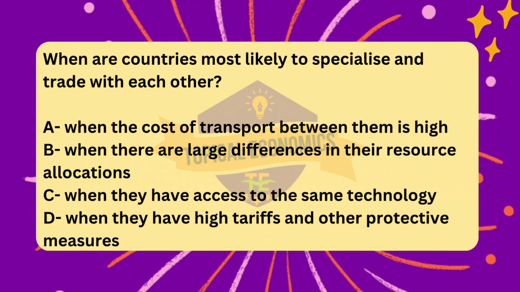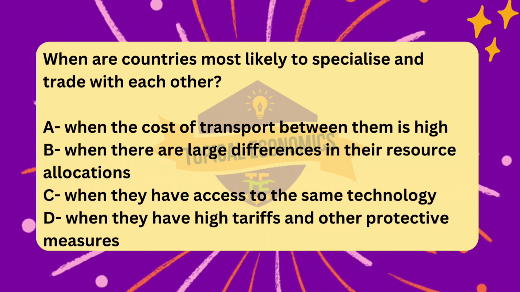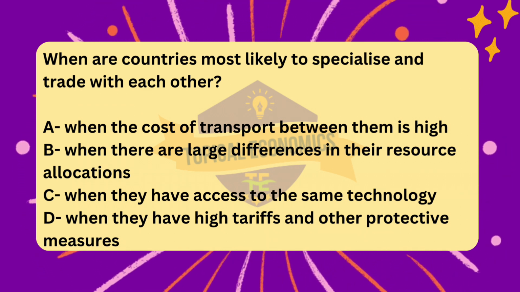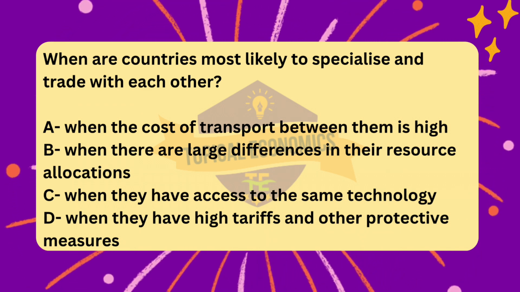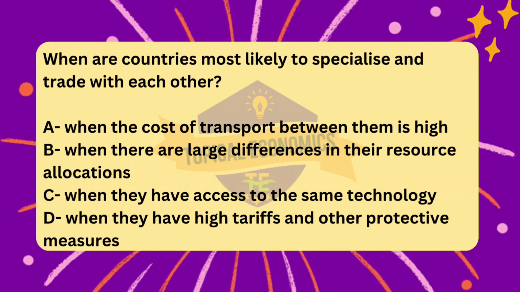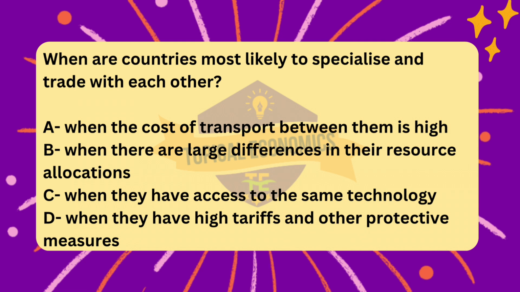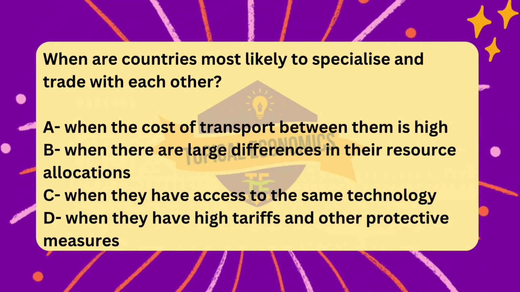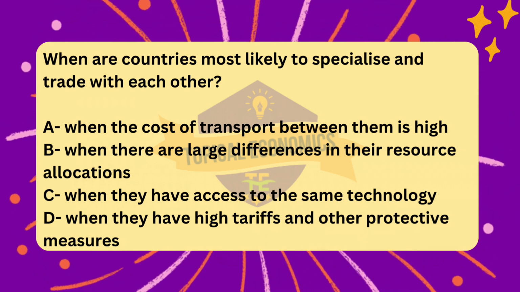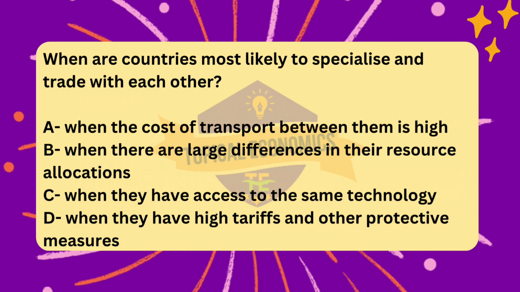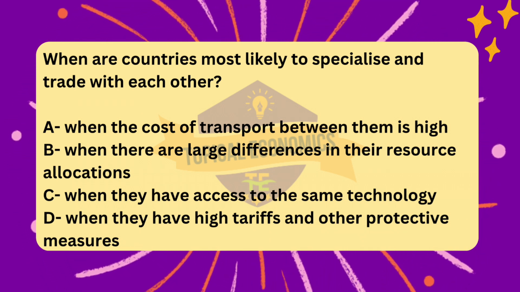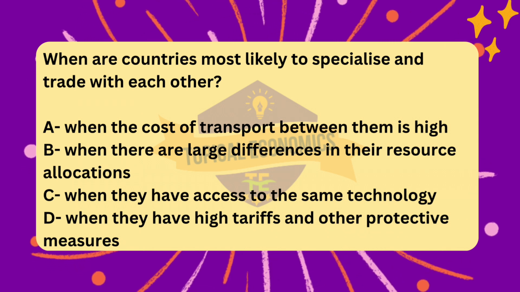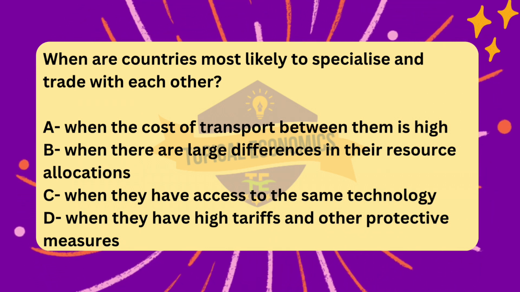The correct answer for this question is option B, when there are large differences in their resource allocations. Countries are most likely to specialize and trade with each other when they have different endowments of resources, whether that's natural resources, labor, capital, or technology. This difference creates comparative advantage, where each country can specialize in producing goods and services it can produce most efficiently, and then trade with others to obtain what it produces less efficiently.